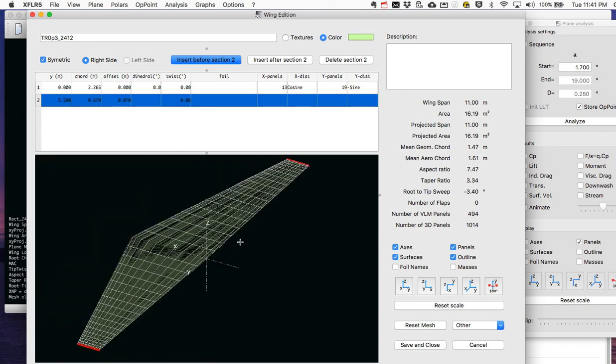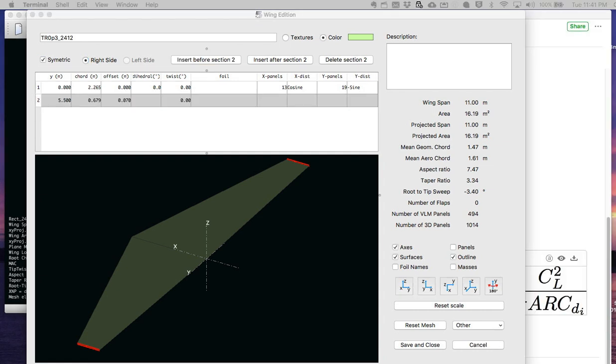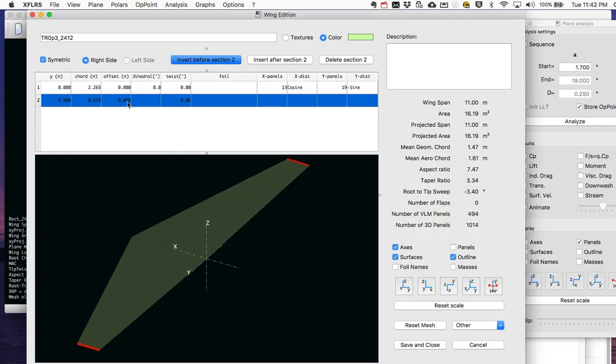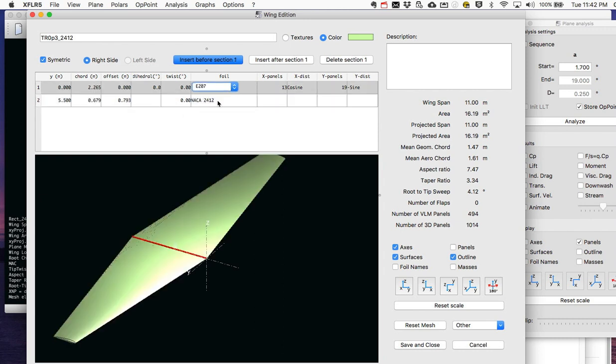I'm going to have to set our offset correctly, so I can compute that offset, what I need, by just doing, throw out Python here, and so you say 0.5 times 2.265 minus 0.5 times 0.679, because I want to match up the half chord along a constant line. Zero sweep of the half chord. 0.793 is going to be my sweep. So you take half the root chord and you subtract half the tip chord, and then enter that value here. I'm going to put no dihedral, no twist in this case, and we'll go back to those 2412 foils.